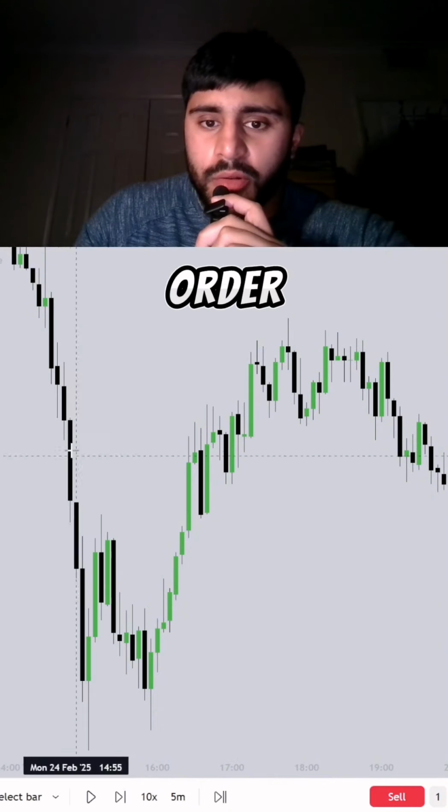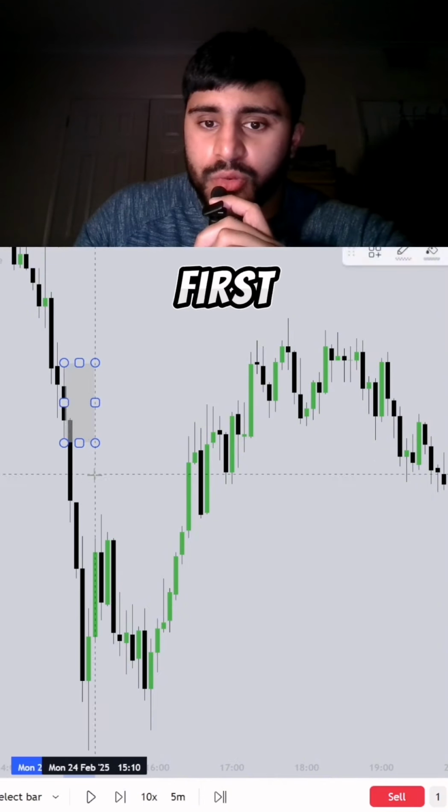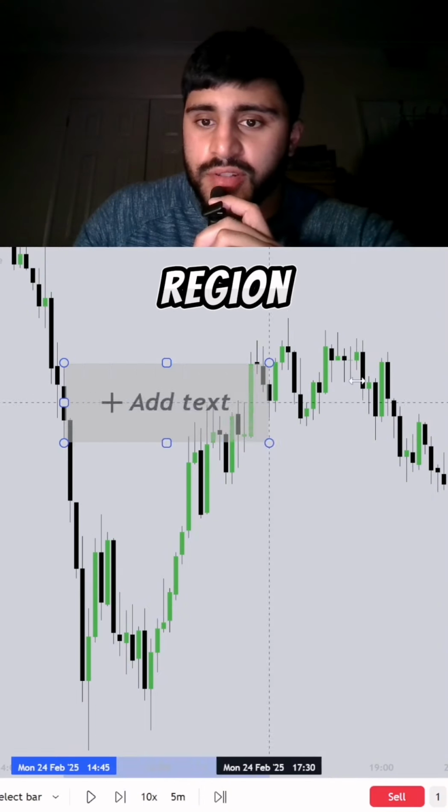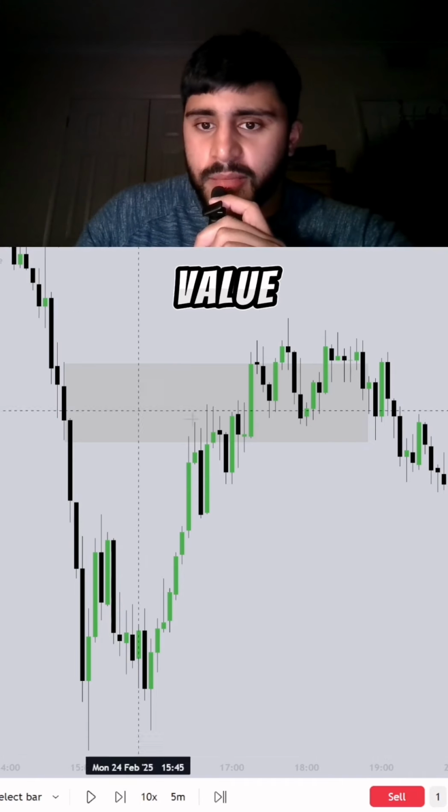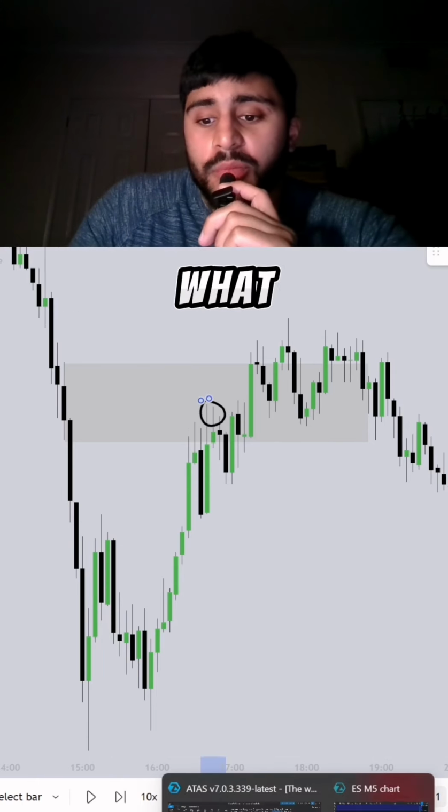Start with the first order block, which is what traders can choose. This is kind of the first order block. The fair value gap was just over here in this region. Now, there is a problem with this fair value gap, and we can see on the order flow what the problem actually was.